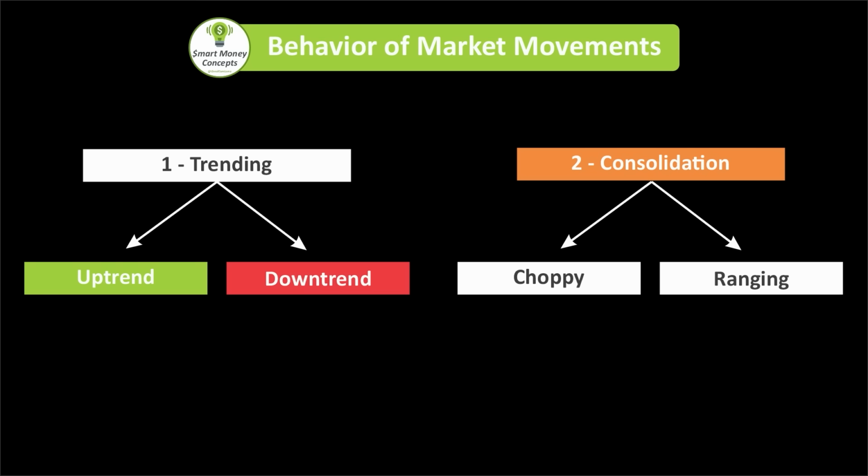The behavior of market movements can fundamentally be attributed to two main factors that consistently dictate the direction of prices: trends, which encompass both uptrends and downtrends, and the consolidation phase, characterized by choppy or ranging markets.